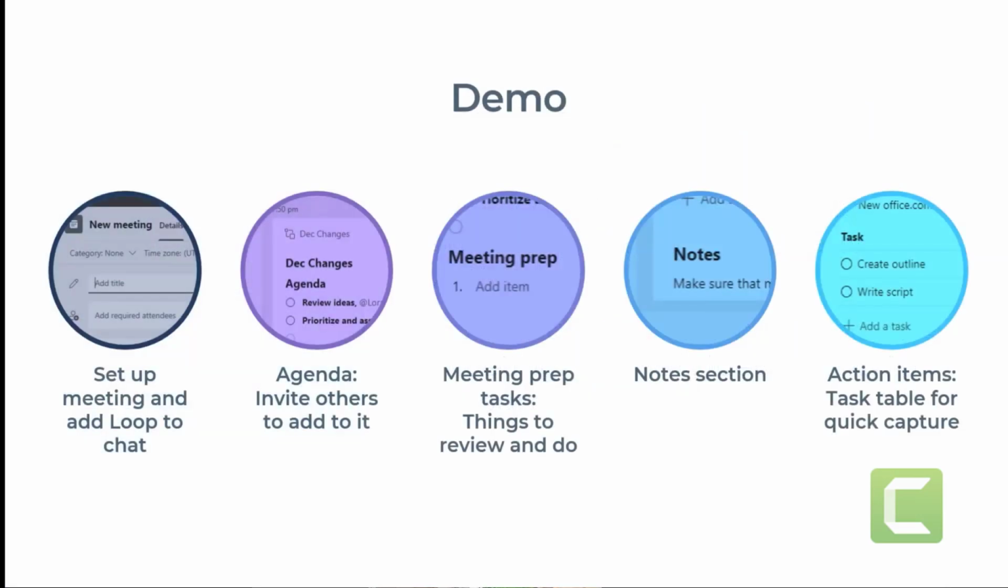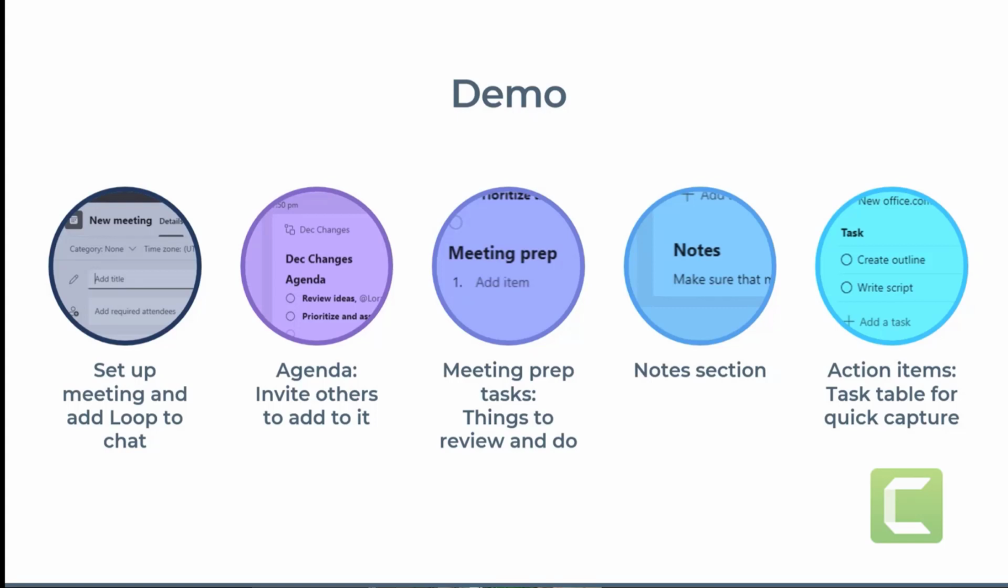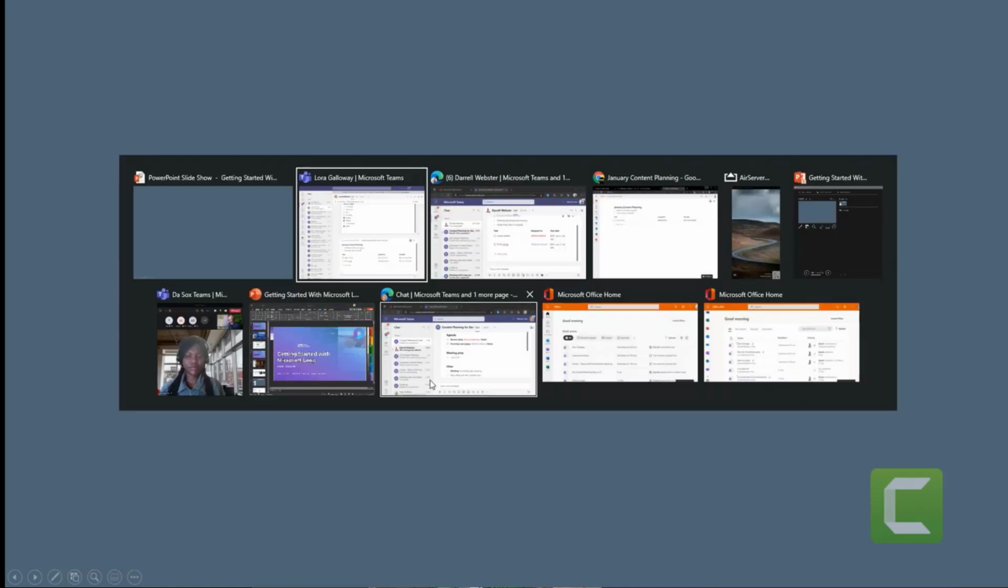Now the demo, let's see this in action. We're going to set up a meeting and we're going to add loop to the meeting chat. We're going to add an agenda section, and we'll also add a few things in the loop to help people prepare. There'll be a notes section and then some actions as well. So let's see that in action. Now, this will be a better experience once we actually have that loop experience of going to schedule a meeting and it's already there in that space. But there's always time to improve on that, and we'll just see what we can create here.